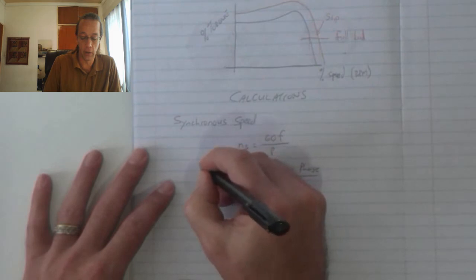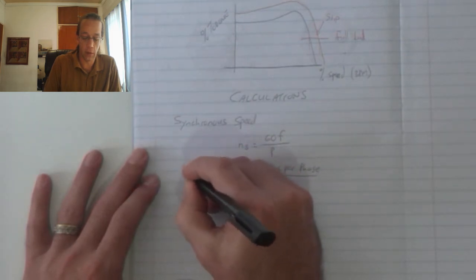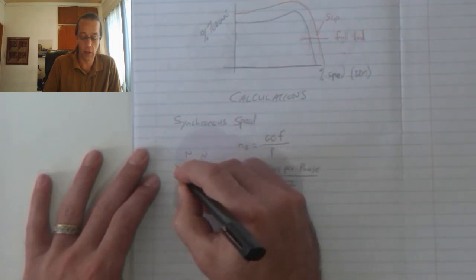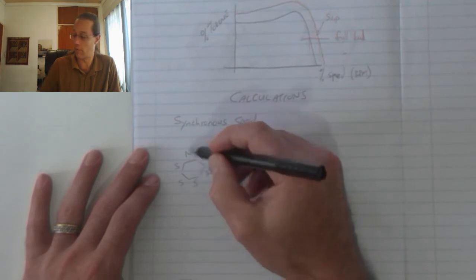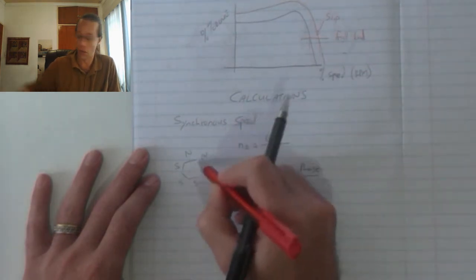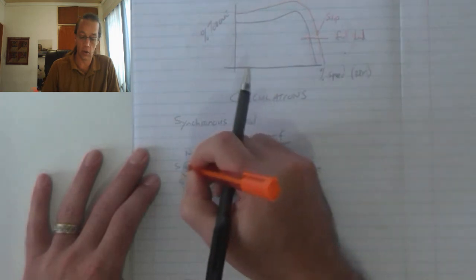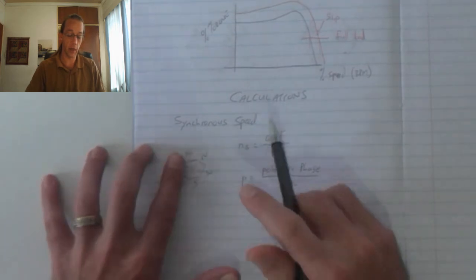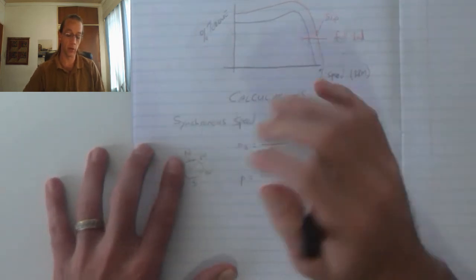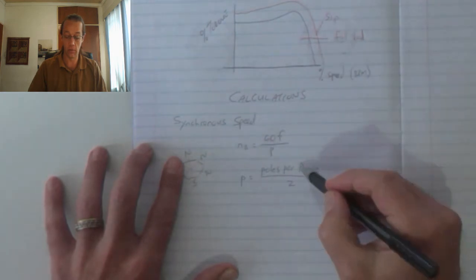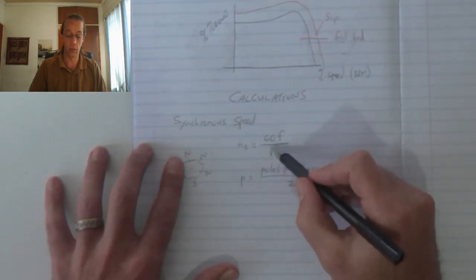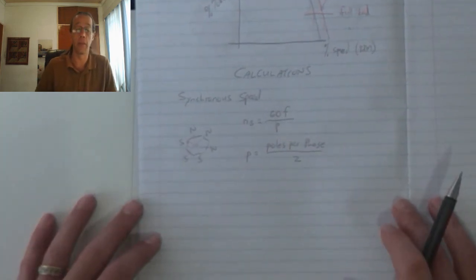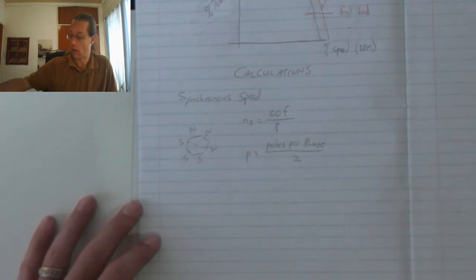Okay, if we think back of the motor, we will have a north-south, north-south, north-south, for example, but these two are one phase, these two are one phase, and these two are one phase. So we look at the number of poles per phase, and if we're looking at only one phase, we've got 2 poles, and then 2 poles divided by 2 will give me 1 pole pair per phase.